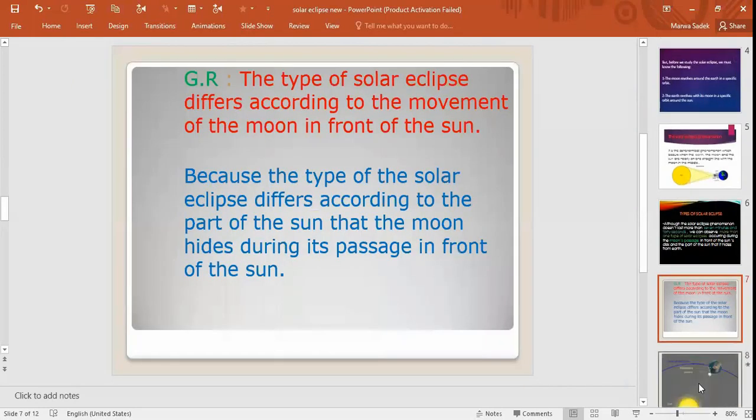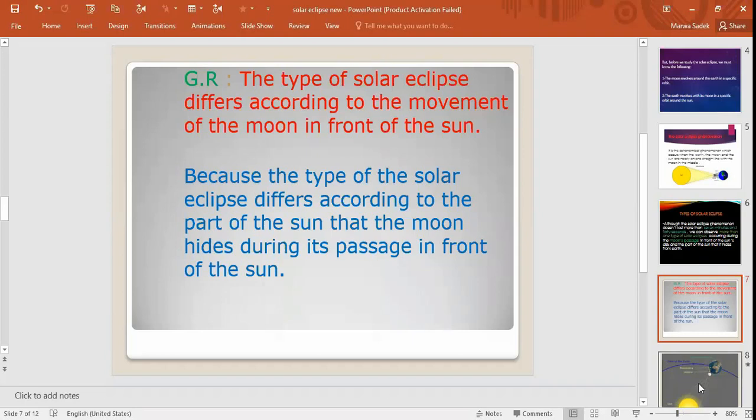So, give reason. The type of solar eclipse differs according to the movement of the moon in front of the sun. Why? Because the type of solar eclipse differs according to the part of the sun that the moon hides from the earth.